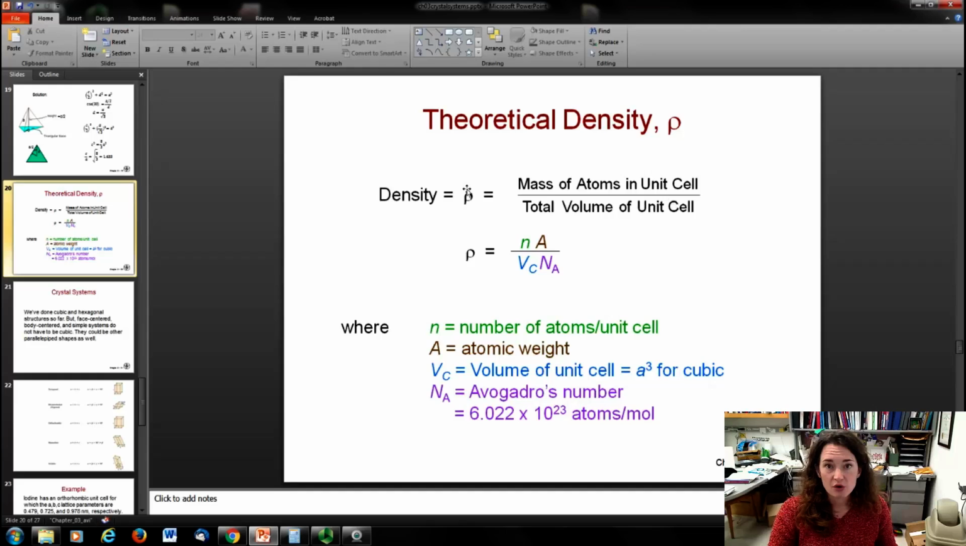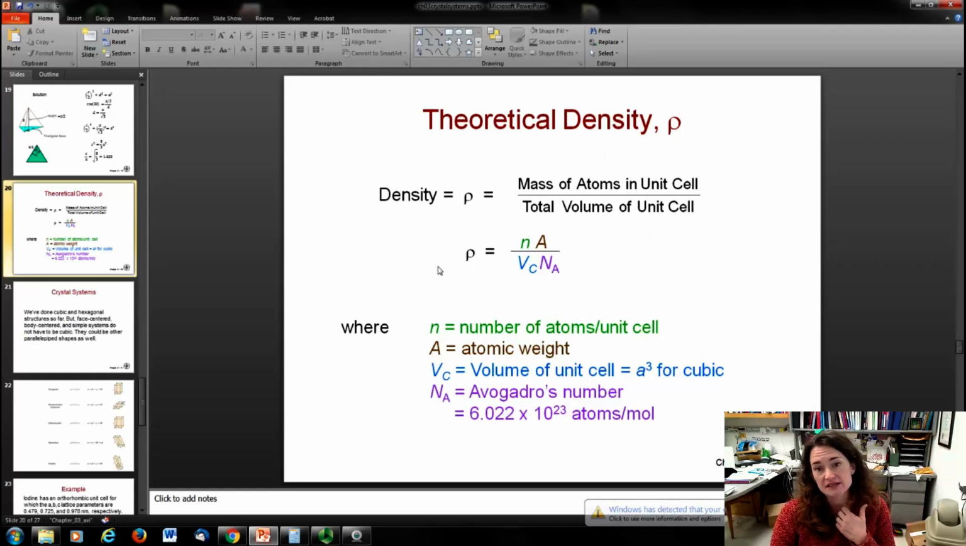So we're going to use rho as the symbol for our density, and rho will be equal to the mass of the atoms in the unit cell divided by the total volume of the unit cell. Okay, so that will give us a unit of kilograms per cubic meter in SI units, or sometimes grams per centimeter cubed, just used because it's convenient.